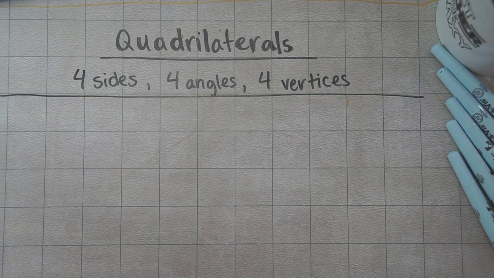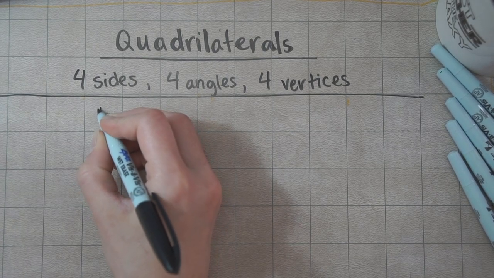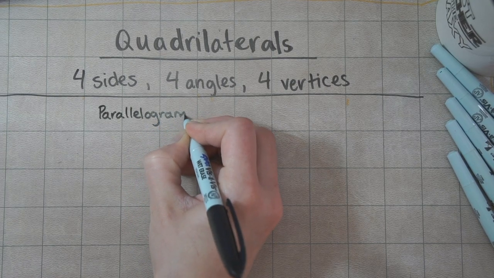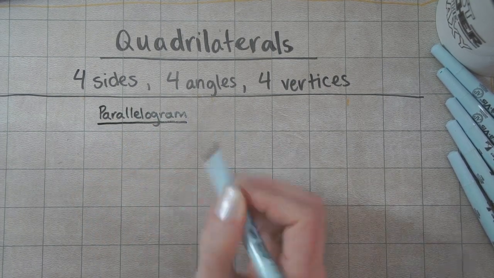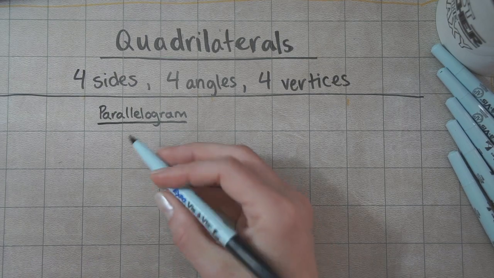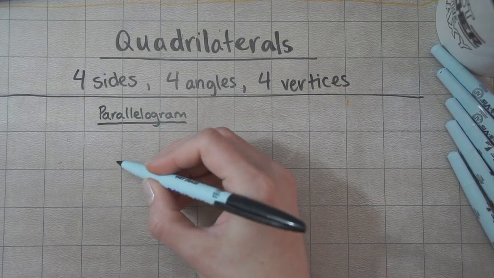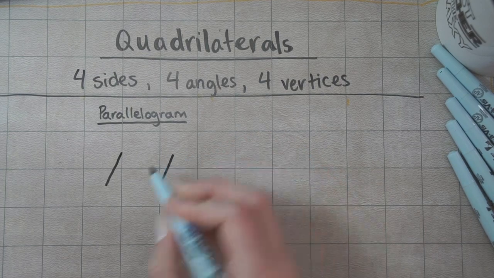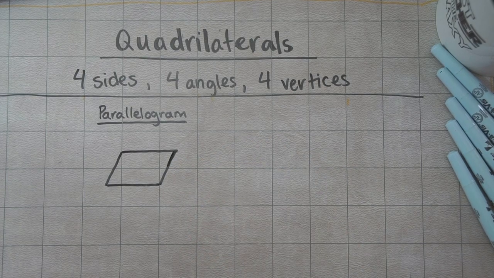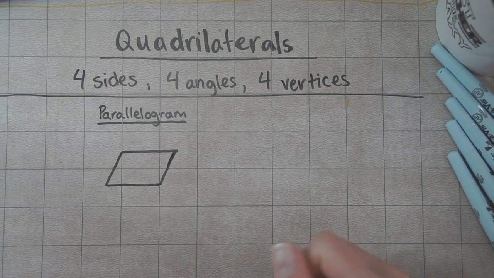The quadrilateral family can be divided into 4 groups as well using their attributes. First, let's talk about the parallelograms. Parallelograms are special because they have 2 sets of parallel sides. You can hear it in the name, parallelograms. So parallel means that the lines will never ever touch each other, even if we stretch them out.